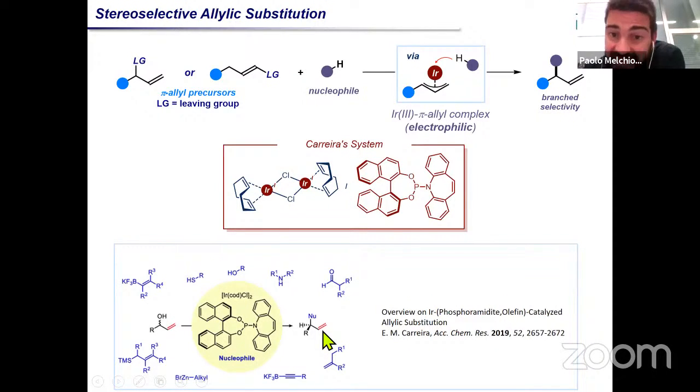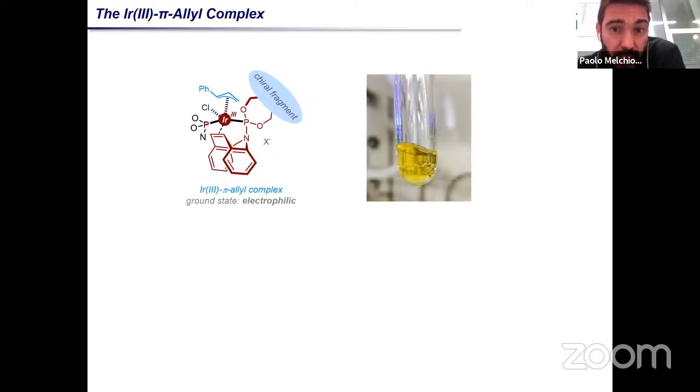nucleophiles with outstanding enantioselectivity. So this is really one of the most effective strategies or systems, organometallic systems, for asymmetric catalysis using polar chemistry in the ground states. What do we know about this iridium 3-pi allyl complex from Carreira? Well, we know that this is a strong electrophile in the ground state that is extremely effective in controlling the stereoselectivity. And also we know that it's bright yellow.